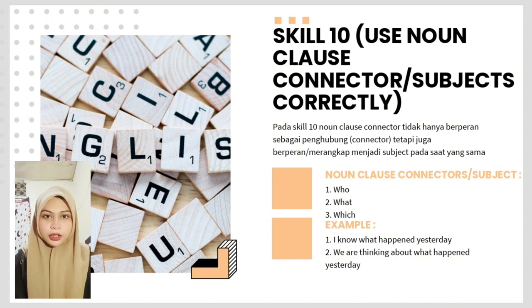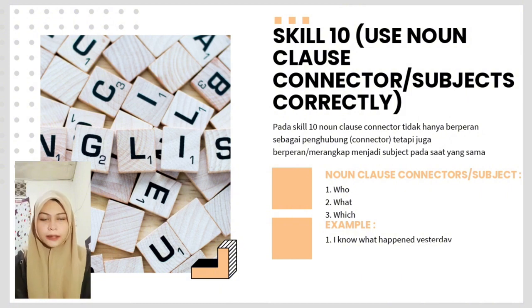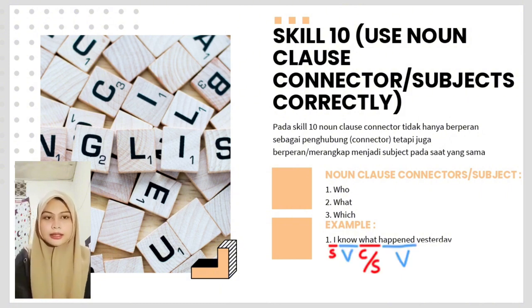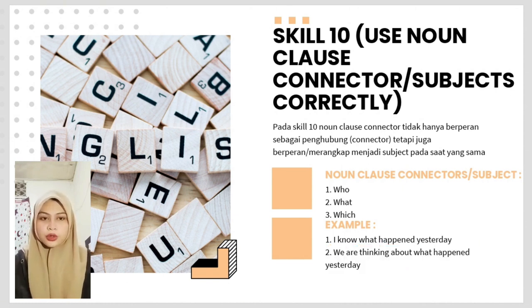In skill 10, noun clause connectors not only act as connectors but also as a subject at the same time. The noun clause connectors that are also subjects are who, what, and which. There are 2 examples. Number 1, I know what happened yesterday, and number 2, you are thinking about what happened yesterday. Here, I will analyze one example. In the first example, I know what happened yesterday. I is the subject, know is the verb, what is a connector and subject, and happened is a verb. So the sentence is correct.